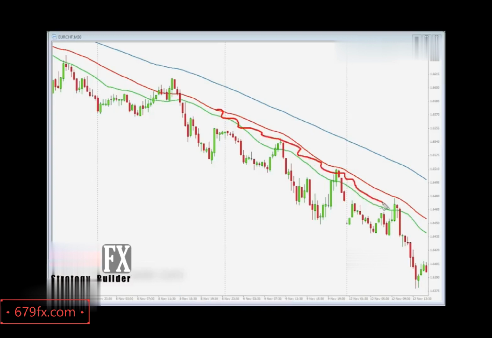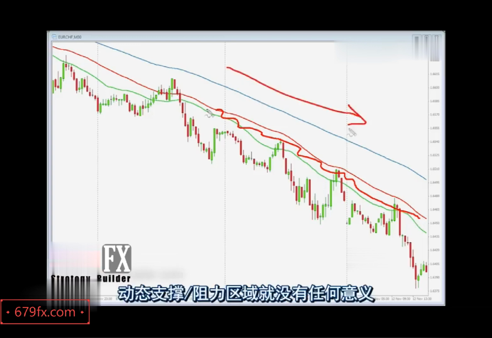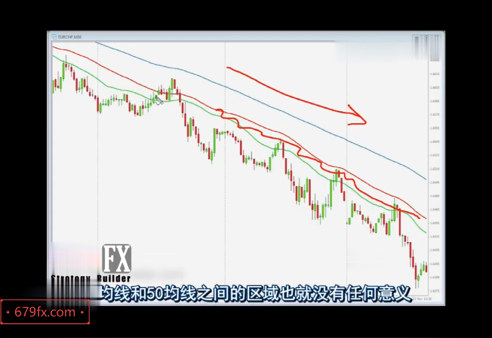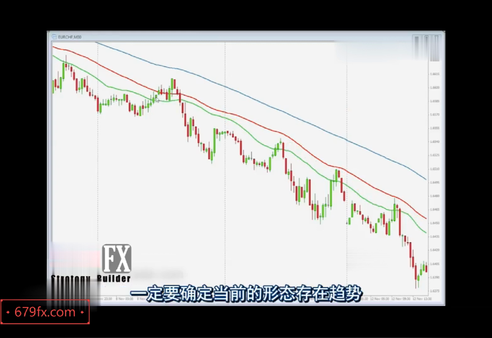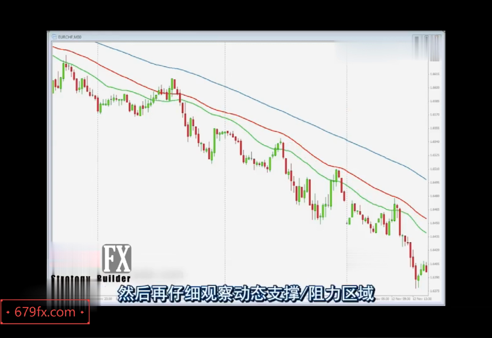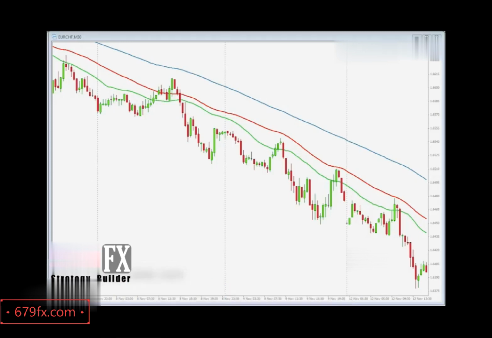All right. Once again, I can't stress enough that if you do not have a trend, the dynamic area of support and resistance is useless. Okay, the 30 and the 50 moving averages are useless. All right. Always make sure that you are in a trending scenario, and then you can begin following price around the dynamic area of support and resistance. Not before. If there is no trend, there is no trade. Okay.